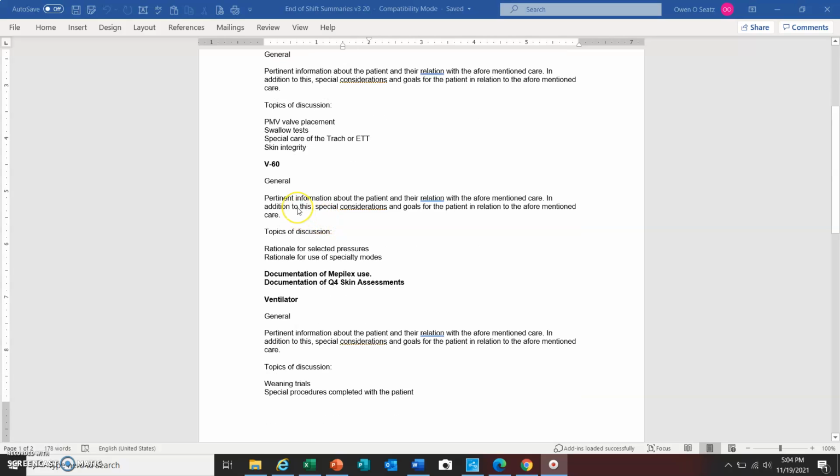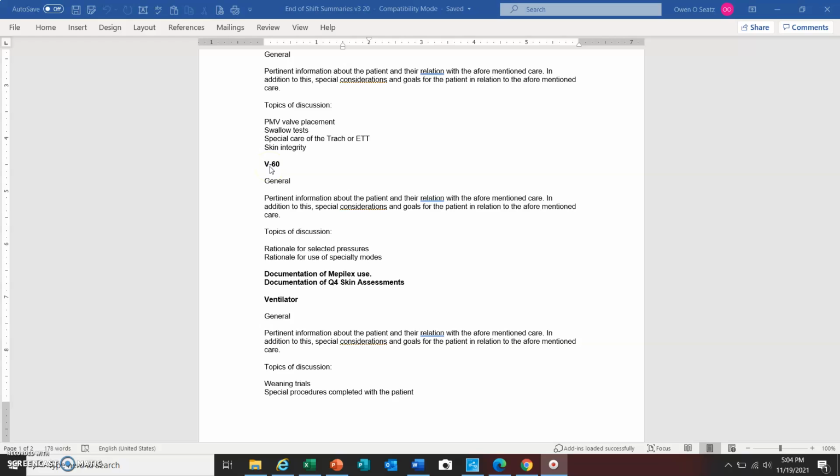For the V60, again, pertinent information about the patient and the relationship with the device, how they tolerated it. If they didn't tolerate it, what corrections you need to make for them to tolerate it, changes in pressure, physicians you may have talked to about strategies with the device, that sort of thing is going to go in here. Rationale for selective pressure, rationale for specialty modes if you're using AVAPs, etc. That's what needs to be in the V60 or the BiPAP, if you will.